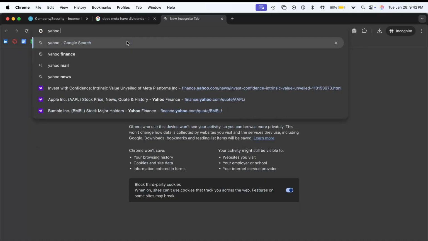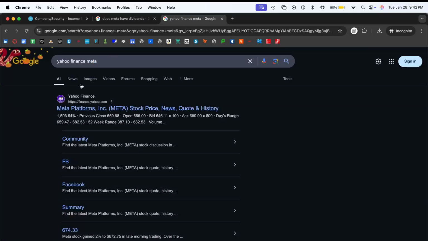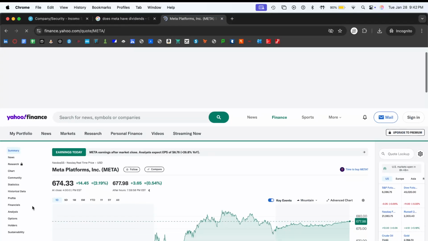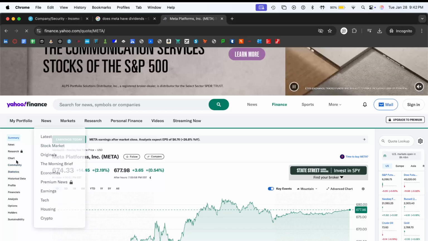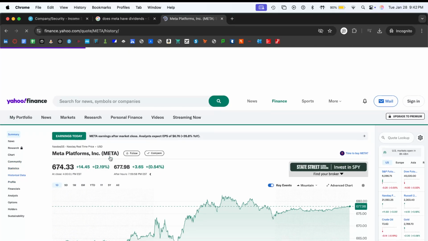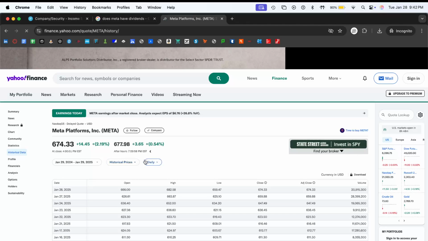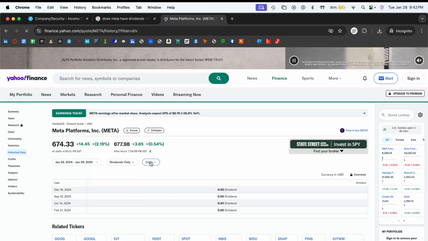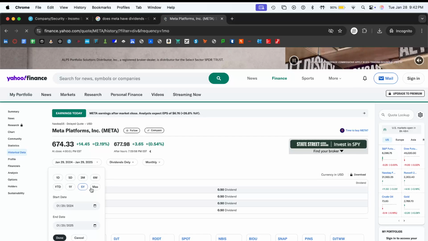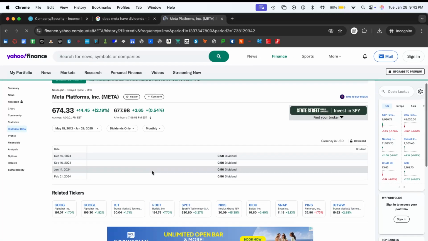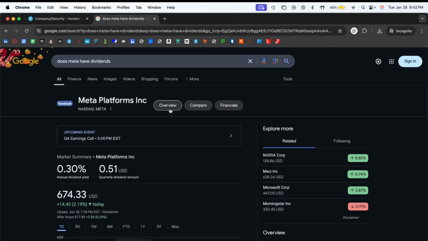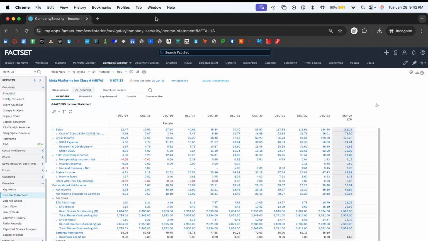A way you can check this, there's probably a couple ways, but the way I know how to check this is if you go to Yahoo Finance, you can probably find it in FactSet, but look at historical data and then go to dividends only, go to monthly, and just go like max. So yeah, they started issuing a dividend this year. That is why that's showing up just now, which is funny.